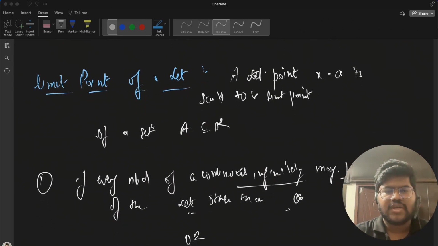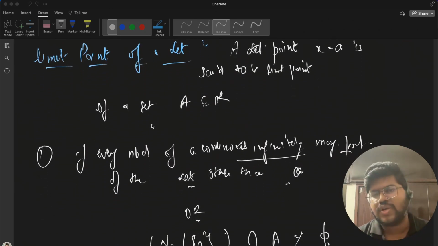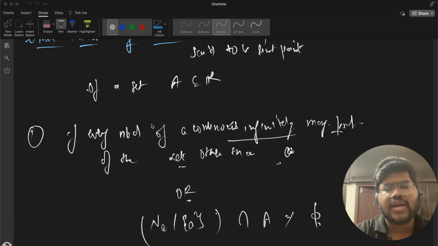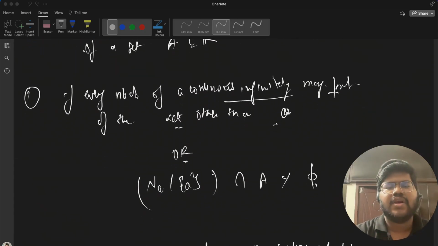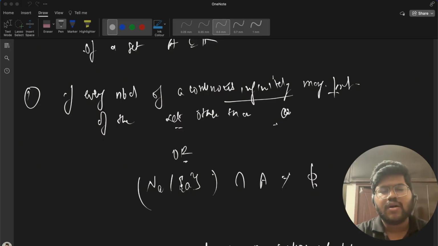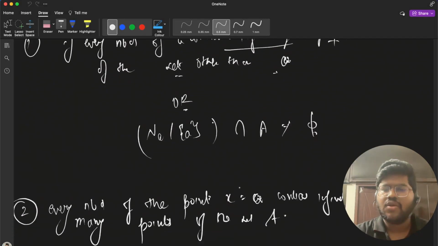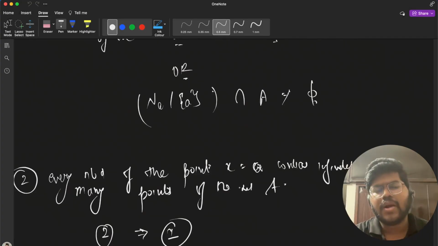Other than that, we have seen the limit point of a set. A point x equals a is said to be a limit point if, for a set A subset of R, every neighborhood of the point contains infinitely many points of A. Or we can also say that if we take the intersection of the neighborhood with A, apart from the point itself, it does not equal the phi set. Okay.